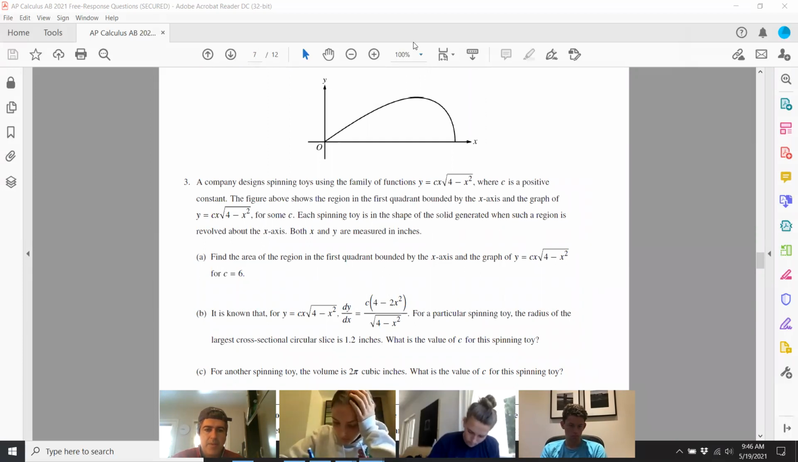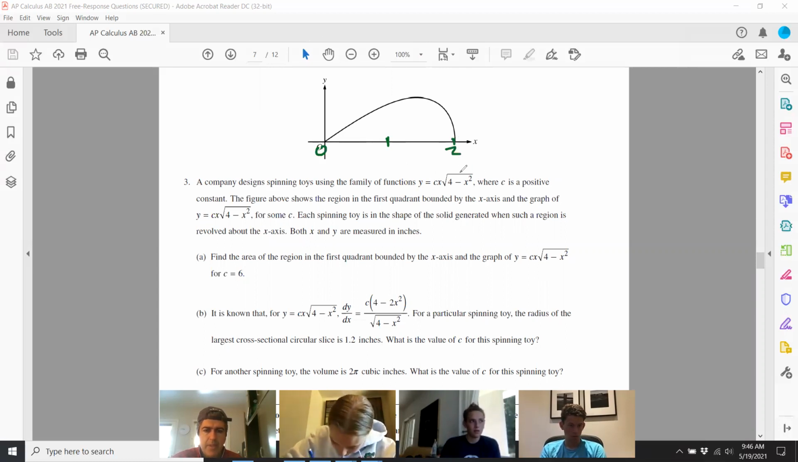They want the area in the region in the first quadrant bound by the x-axis in that graph, and they do say C is 6. Apparently this is the general kind of graph for this function y equals cx root 4 minus x squared. One thing you'll need to do is figure out where the x-intercepts are. I do know that this is 0. This right here is going to be 2.